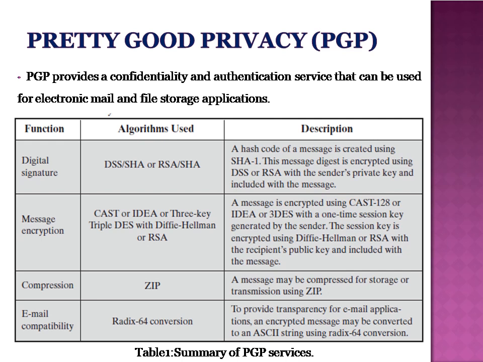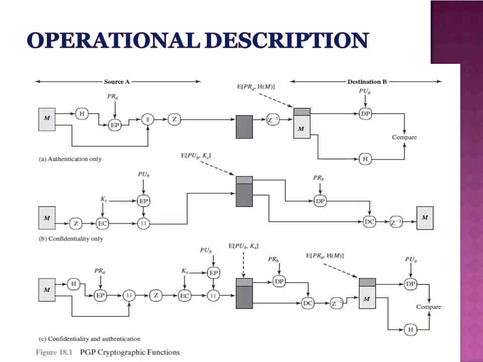and finally email compatibility. Next we have the operational description of PGP. Here the actual operation of PGP, as opposed to the management of keys, consists of 4 services, that is authentication, confidentiality, compression, and email compatibility, as we have already seen in the previous slide in the table.